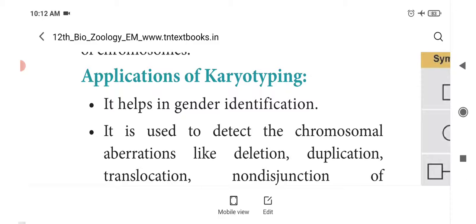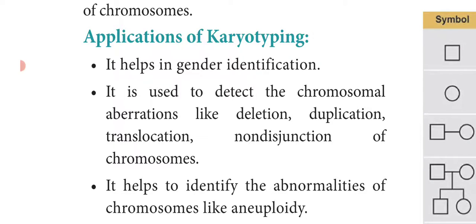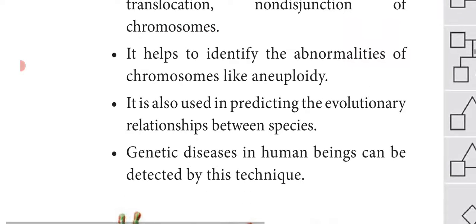The applications are: it helps in gender identification. It is used to detect chromosomal aberrations like deletion, duplication, translocation, and non-disjunction of chromosomes. It helps to identify abnormalities of chromosomes like aneuploidy. It is also used in predicting the evolutionary relationship between species. And genetic diseases in human beings can also be detected by this technique.